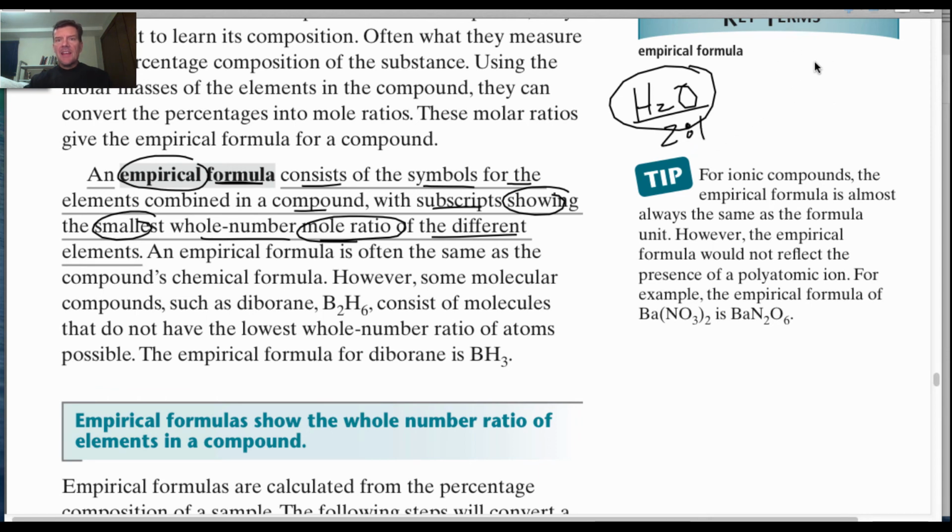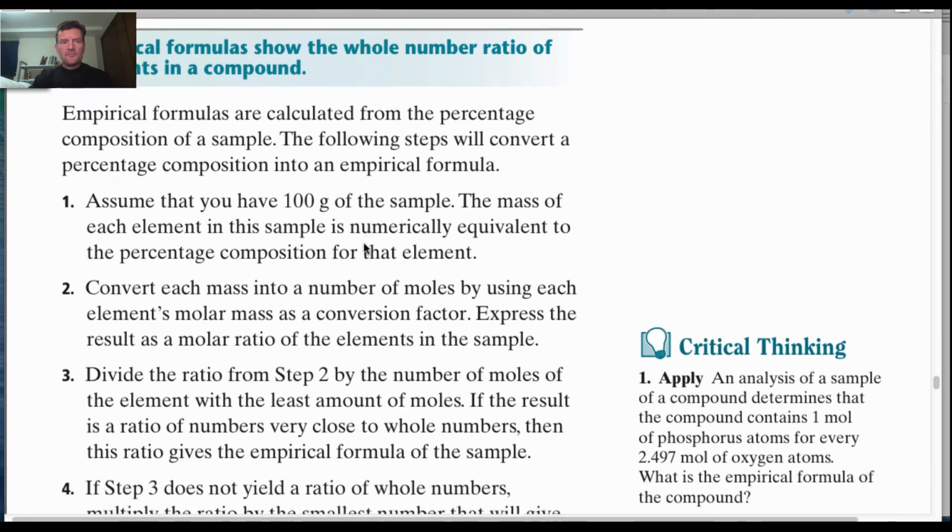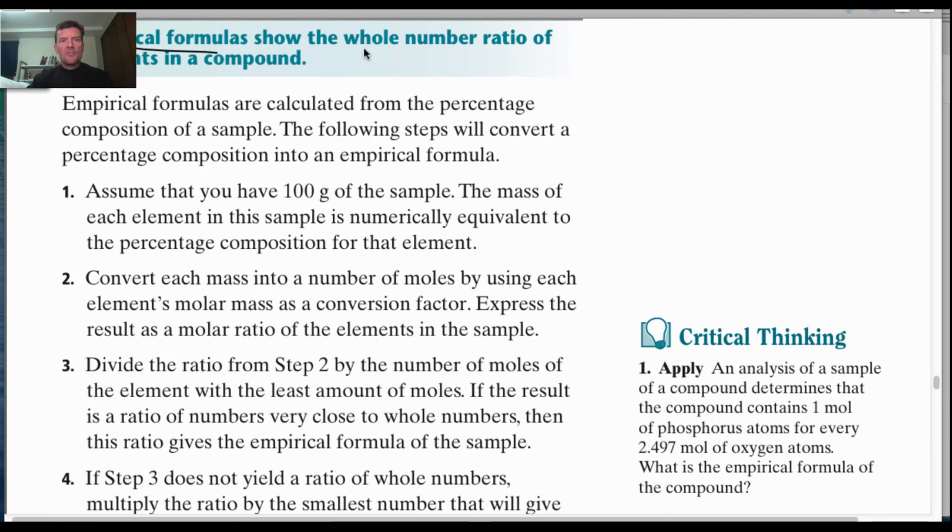If I said in a group of atoms of hydrogen and oxygen, there are 8 hydrogens for every 4 oxygens, well, that's still a 2 to 1 ratio. So this may be a formula, but H2O would be the empirical formula. Empirical means it's always the smallest whole number. Empirical formulas show the whole number ratio of elements in a compound, the simplest whole number ratio.